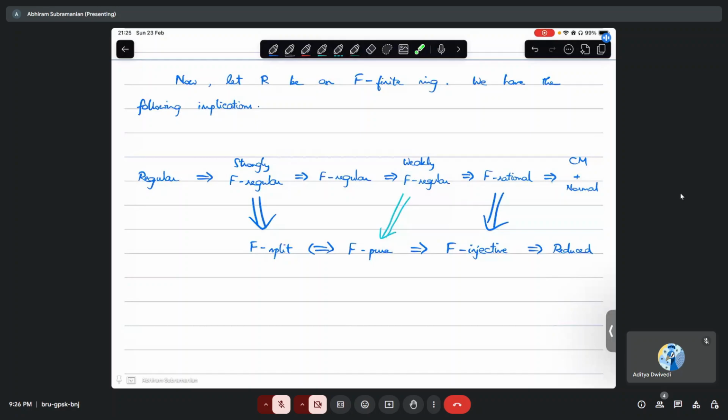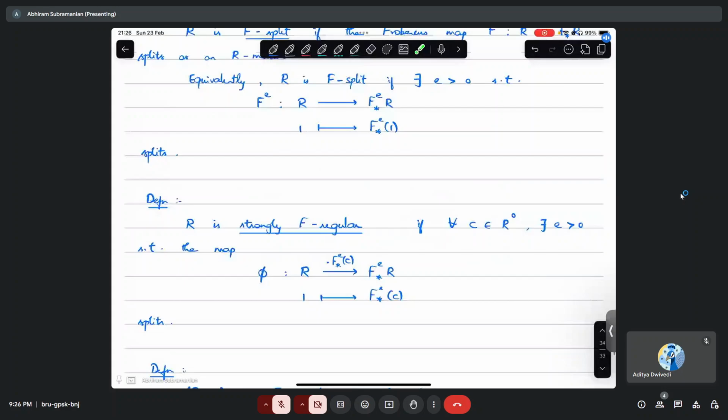But Frobenius is a flat map, therefore R to Fe star R, Fe star R is a free R module. So once we know that it is a free R module, you can extend this generator to a minimal basis for this Fe star R, and we can see that that gives us splitting. So regular implies strongly F regular is something we've already seen. What about strongly F regular implies F regular?